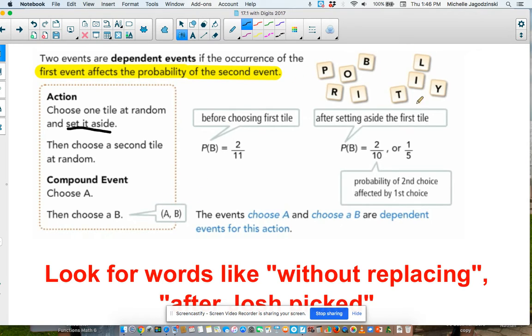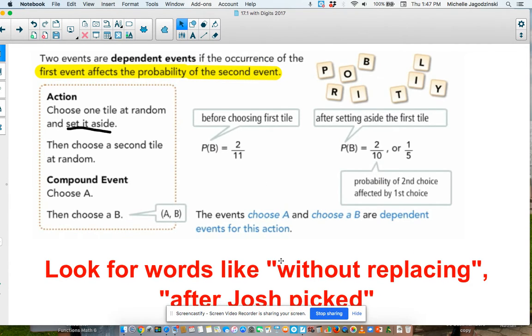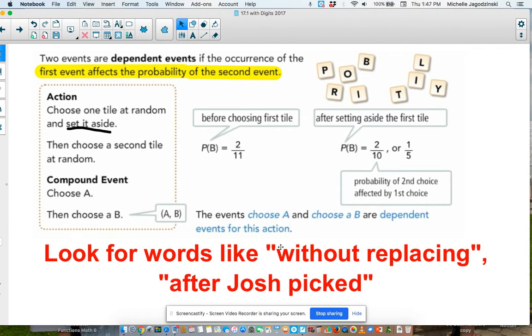Now notice the first time you pull a letter, there's 11 letters in probability. Once you take a letter out, you are now down to 10 letters. So your first action is going to have an impact on your second choice. So words that we like to focus on here are "without replacing," or for example, "after Josh picked." That's just some words I chose. Those are kind of indicators that the event is going to be dependent.